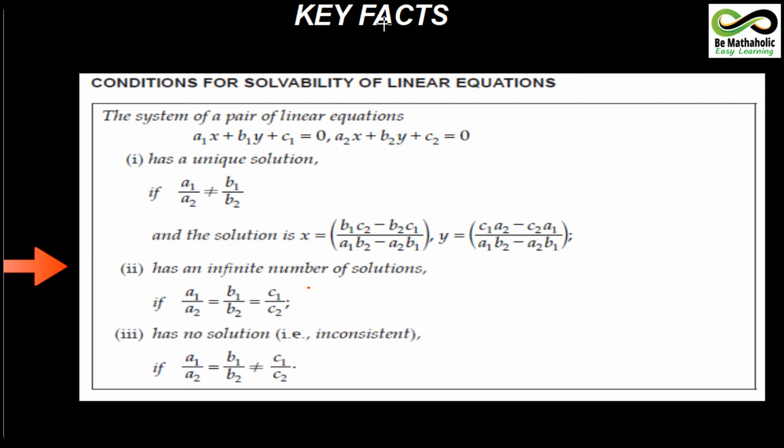When we have two equations, there are three possibilities. What are the three possibilities? The pair of lines may be intersecting, with one common point. Intersecting means the condition a1 over a2 is not equal to b1 over b2 should be satisfied. This will give you a unique solution.